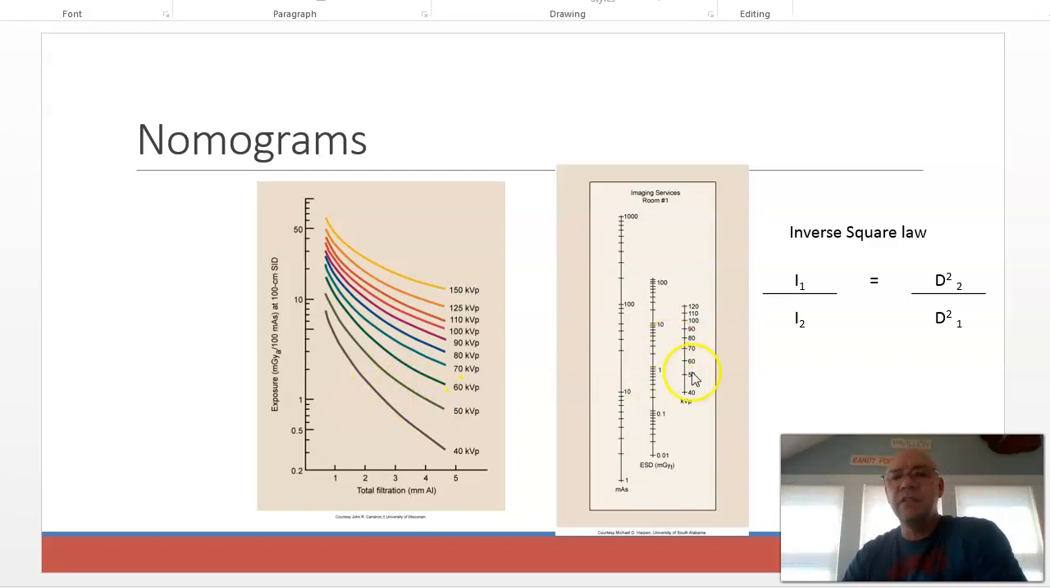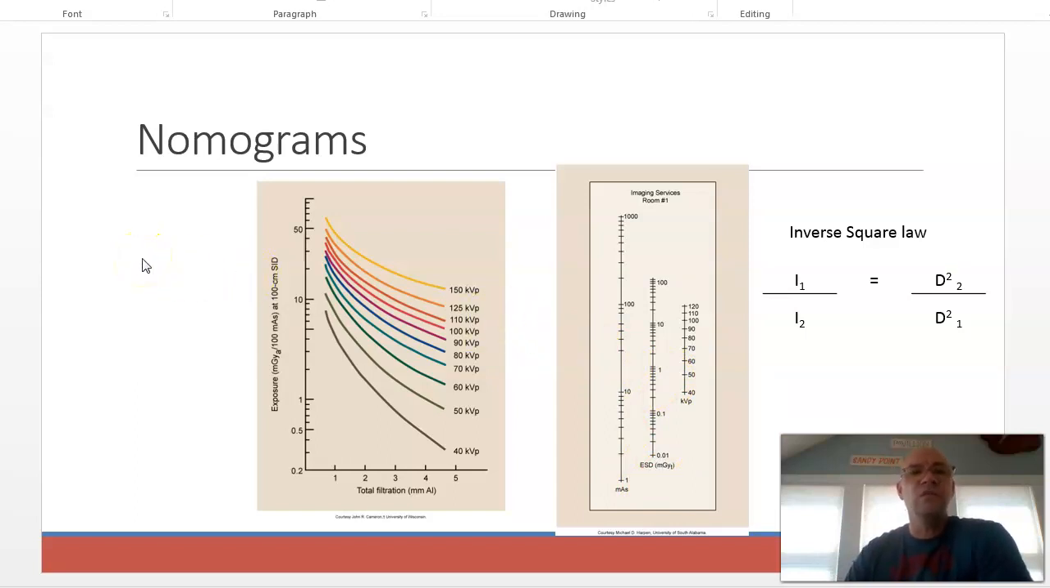This one is a little bit easier. So you pick your KVP. So again, let's use 60 KVP. All right, what's our mass? So let's say we used 60 KVP and we used 10 mass. So if you draw a line from 60 to 10, that'll give you this number here on the line, and that's what your ESD is. So very, very simple. It's not too difficult.